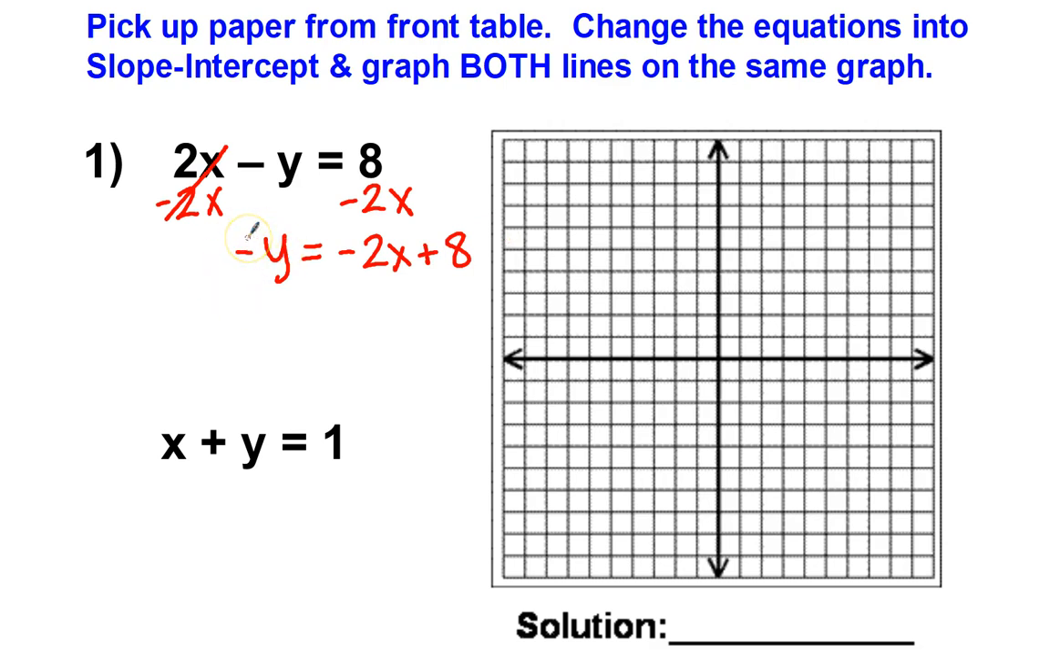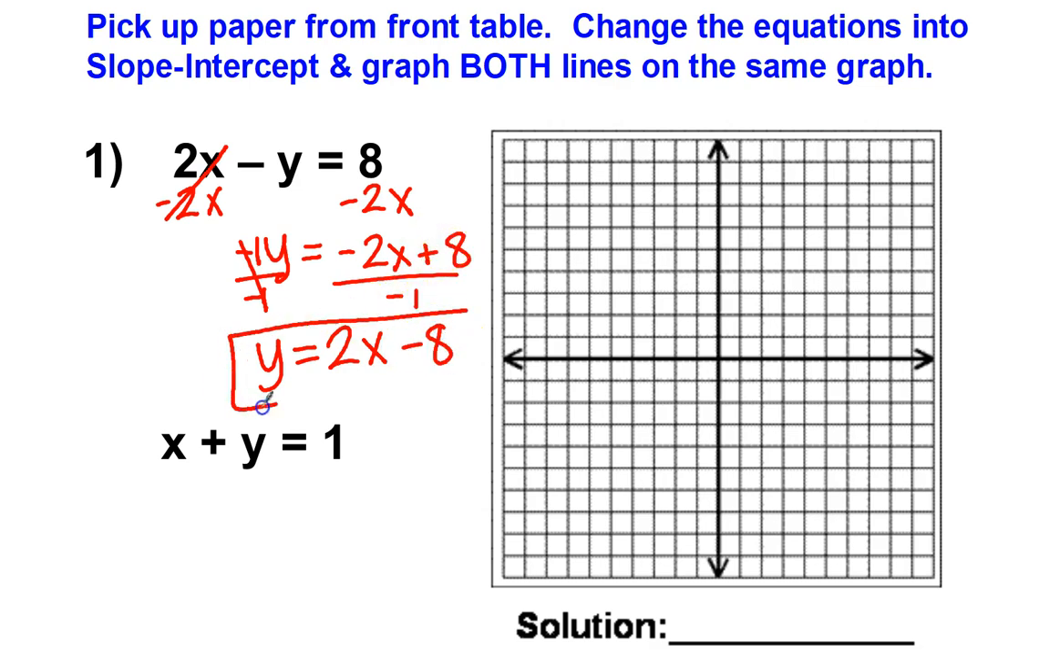And then I get rid of this negative 1 here. So if there is no number, it's a 1, right? So we divide everything by negative 1. So y equals negative 2 divided by negative 1 is a positive 2. Positive 8 divided by negative 1 is a negative 8. Love it. It is solved for y. And now we're going to graph it.